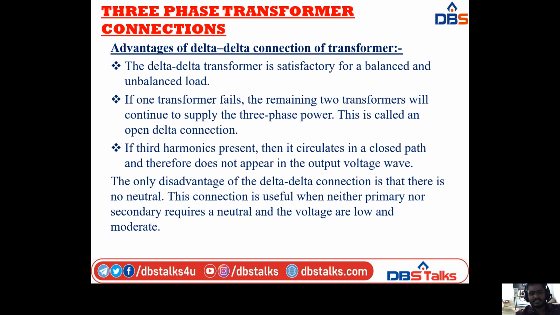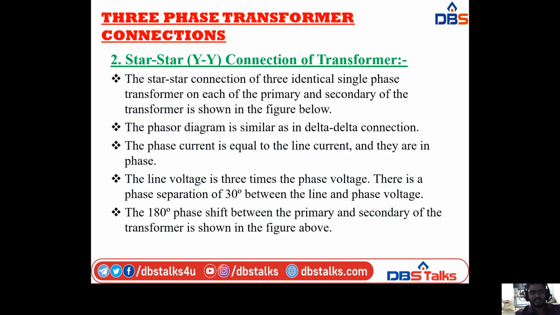So the only disadvantage of the delta to delta connection is that there is no neutral. So this connection is useful when neither primary nor secondary requires a neutral, and the voltages are low and moderate. So that is the delta to delta connection of a three-phase transformer.